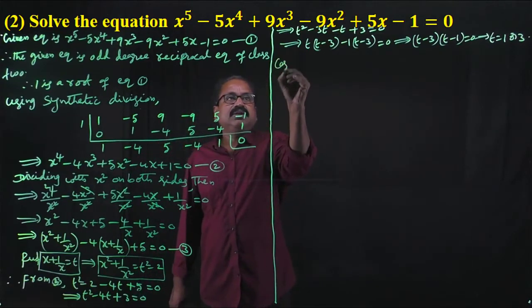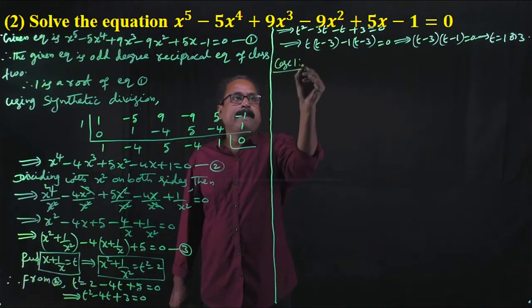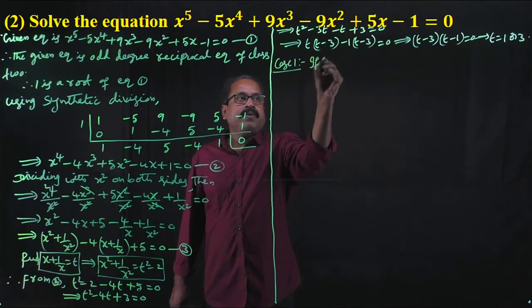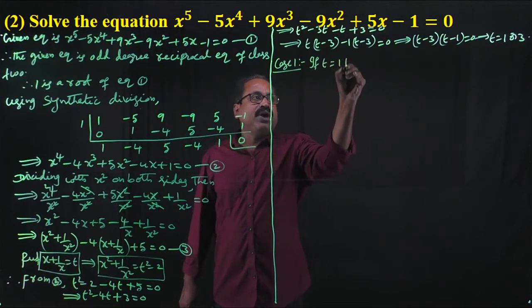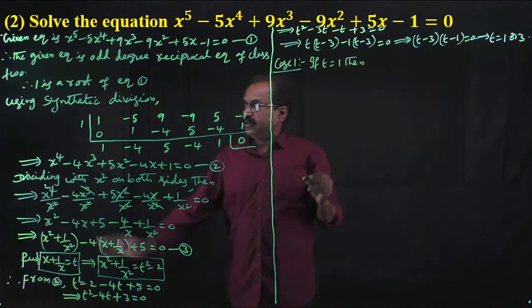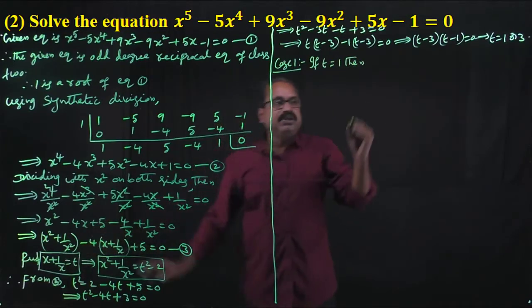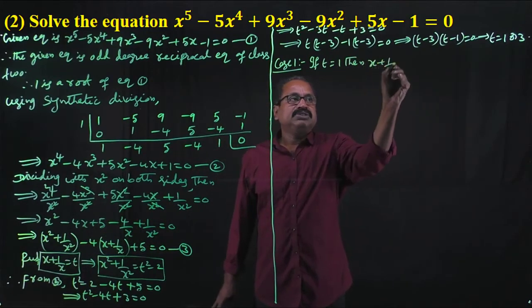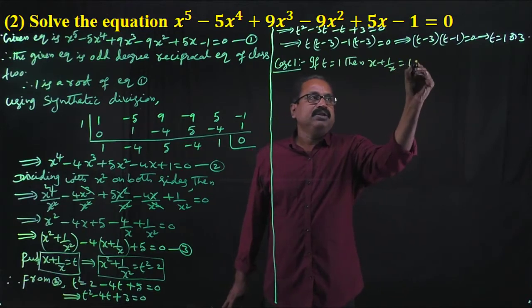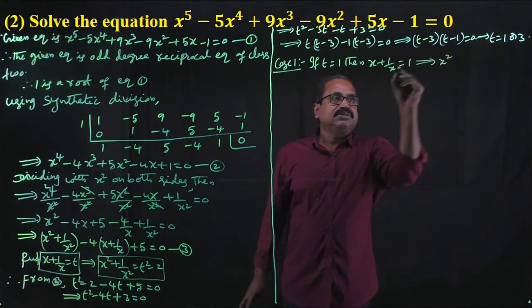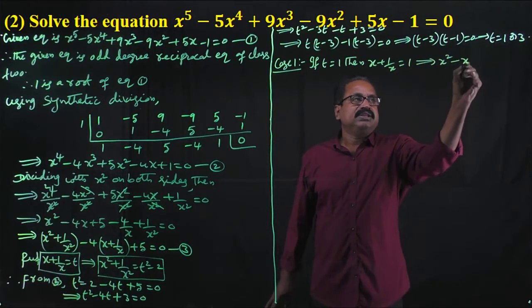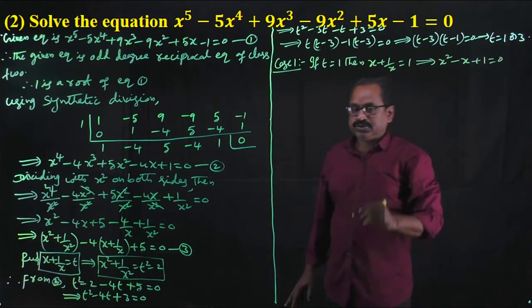Case 1. If t is equal to 1, then here x plus 1 by x is equal to t, so x plus 1 by x is equal to 1. This implies x square minus x plus 1 is equal to 0.